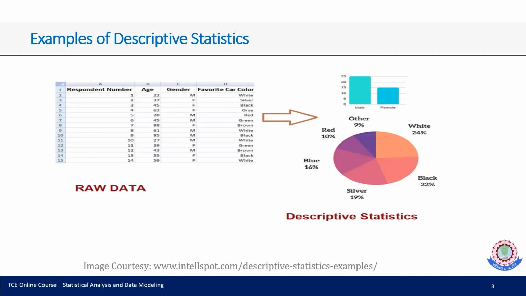This is the raw data set, which represents respondent number, age, gender, and favorite car colors. So this is the raw data. In descriptive statistics, we can produce a bar chart, a pie chart, histograms, or skews. In this way, we can depict descriptive statistics in a more visual manner. This is a simple example where the raw data is given representative meaning in a descriptive sense.